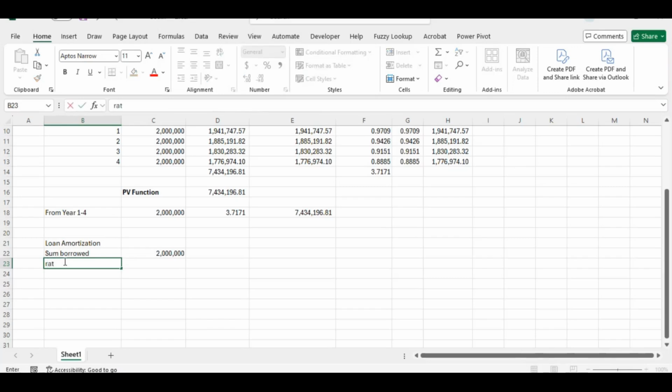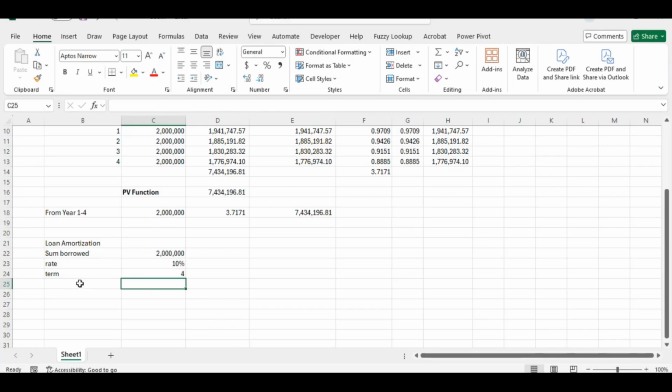Let's say the rate of paying interest is 10%. And the term of the loan, let's have the term of the loan to be 4 years. So if you have the term of the loan to be 4 years, what you need to get is the periodic installment. How much should this person pay? The periodic installment.